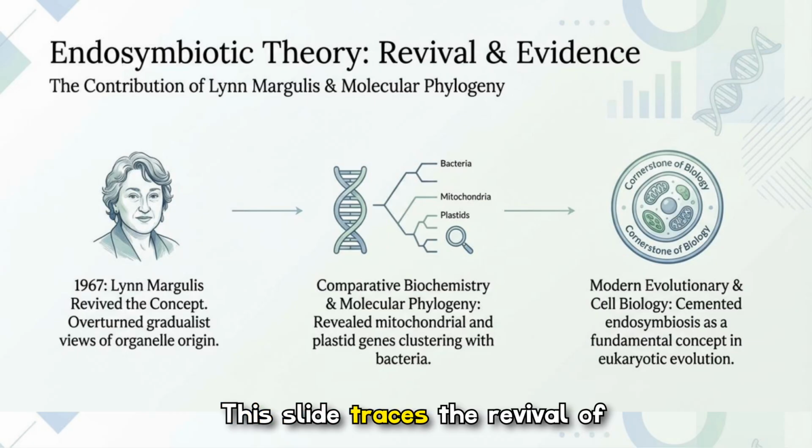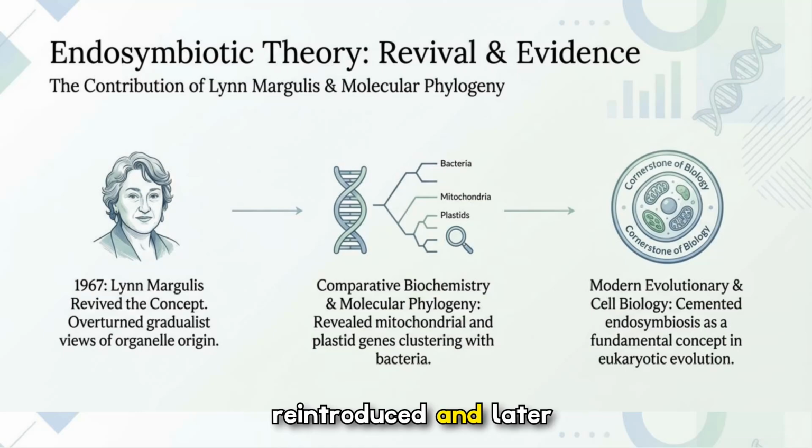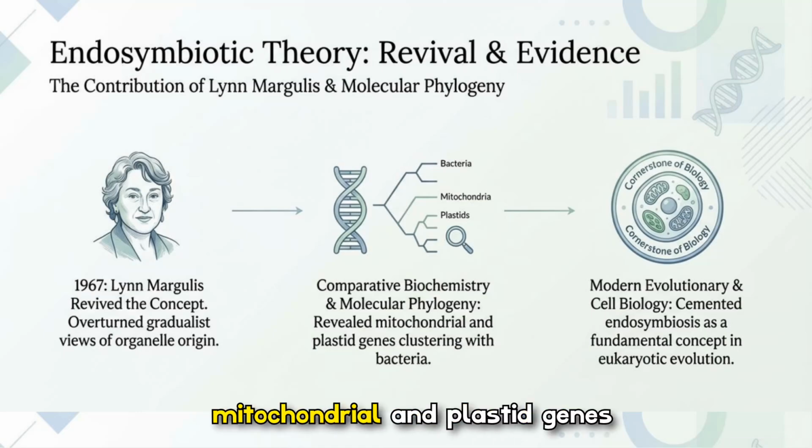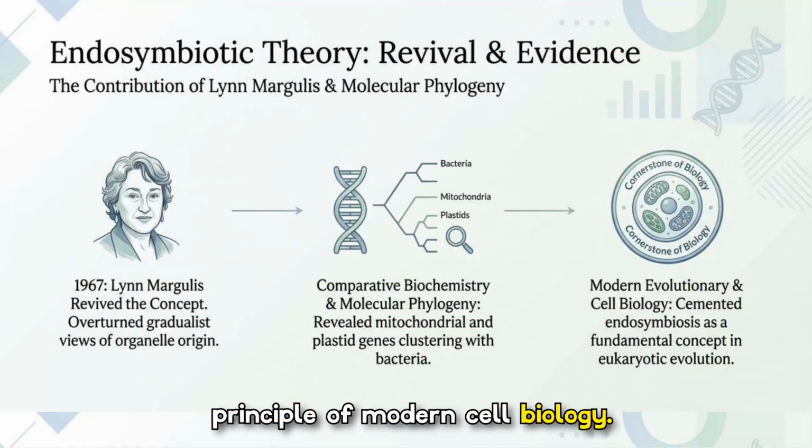This slide traces the revival of the concept and the evidence that brought it back to the forefront. In 1967, the idea was reintroduced, and later molecular phylogeny and biochemistry showed mitochondrial and plastid genes clustering with bacterial lineages, which transformed endosymbiosis from a speculation into a central principle of modern cell biology.